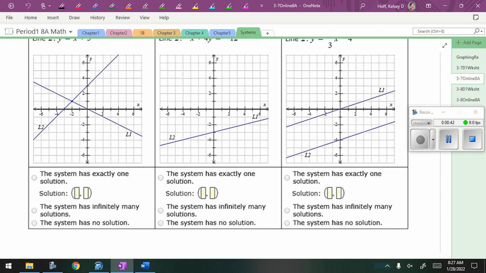Remember, infinite solutions, you're going to touch on every point. No solution, they're never going to touch. One solution, they cross at one point.